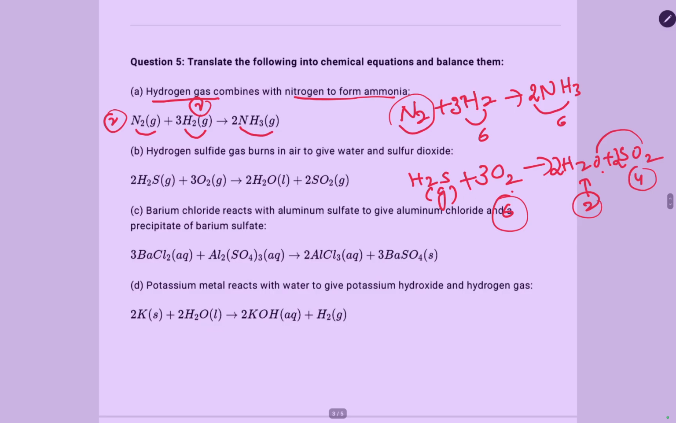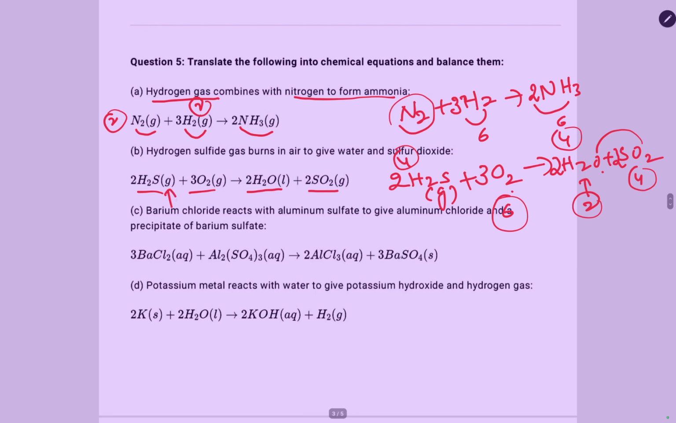Now you verify the other atoms. If you do this multiplication, we are finding 4 hydrogens this side. So I multiply 2 with this, and here also I am getting 4 hydrogens. Now if you observe, 2 sulfurs are there, and on the right hand side also 2 sulfurs are there. So this is the completely balanced chemical equation, that is 2H2S plus 3O2 gives rise to 2H2O plus 2SO2. Like that you need to balance the chemical equation.